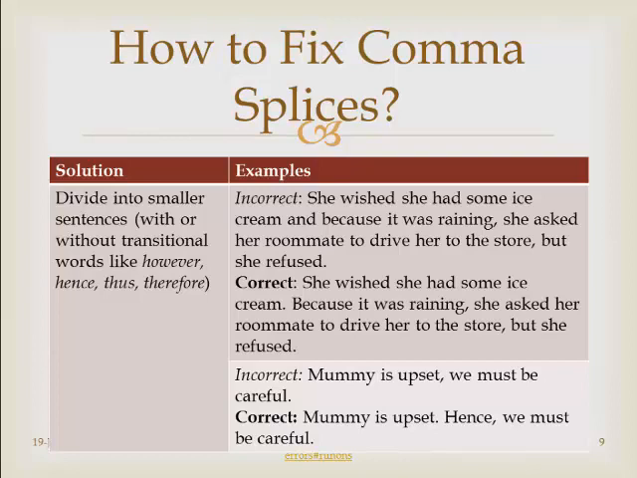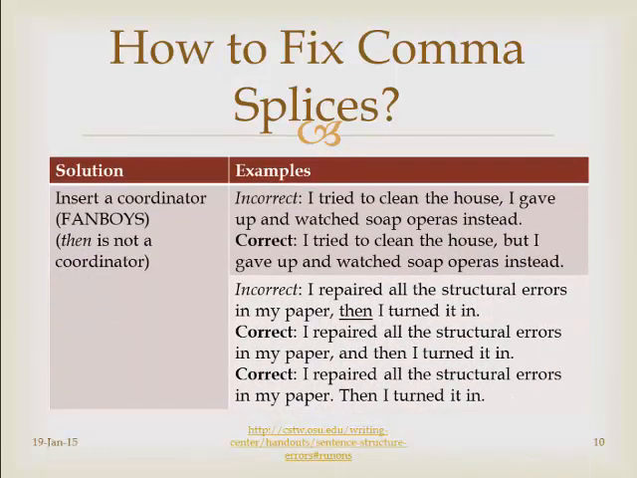She wished she had some ice cream. Finish it there: one independent clause, one sentence. Then continue with, because it was raining, she asked her roommate to drive her to the store, but she refused. Or you can add in transitional words like, Mommy is upset, full stop, one sentence. Hence, we must be careful. What other ways? Well, you can insert a coordinator.